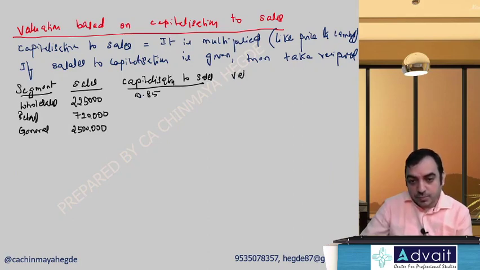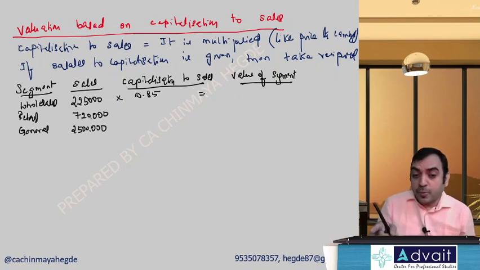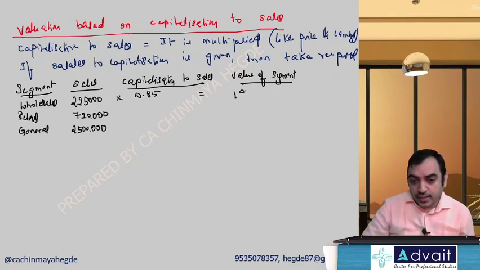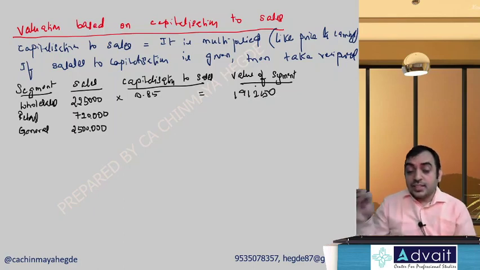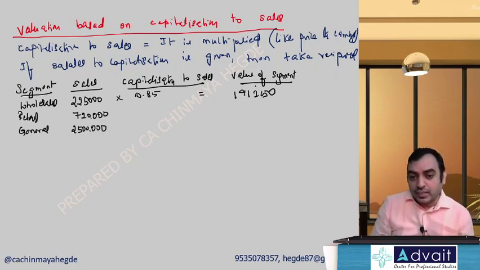So what is the value of segment? 2,25,000 into 0.85 equals to. As I told you, if they have given sales to capitalization, take the reciprocal first. Then you can easily multiply. So 2,25,000 into 0.85, you get 1,91,250. This is the value of wholesale segment based on capitalization to sales ratio. It's like price to sales only. Capitalization means what? Price only. So this is like price to sales ratio.